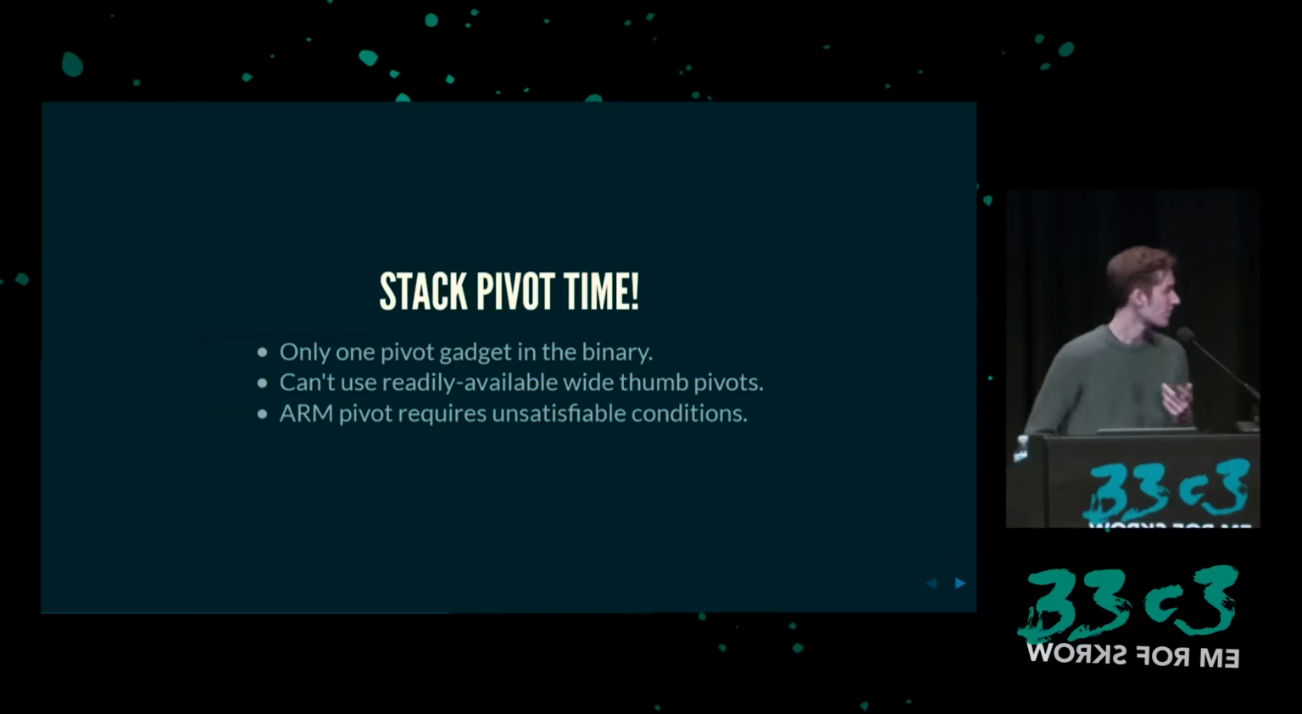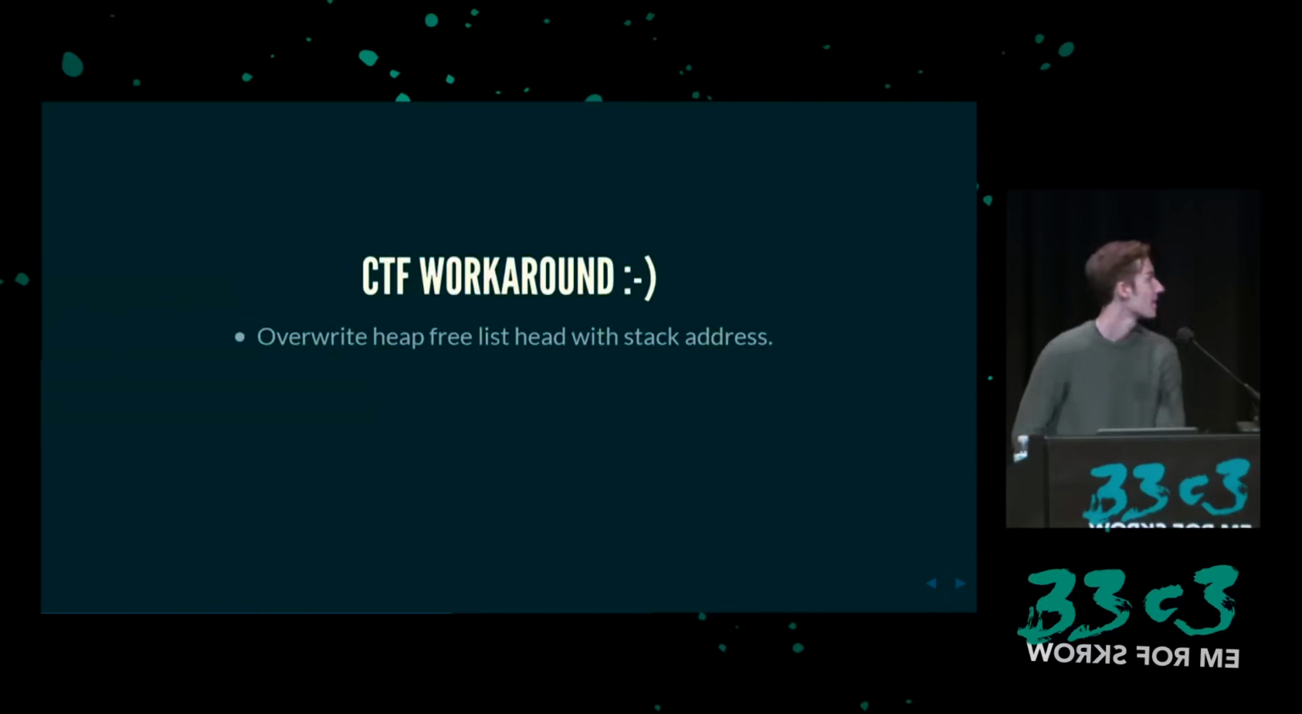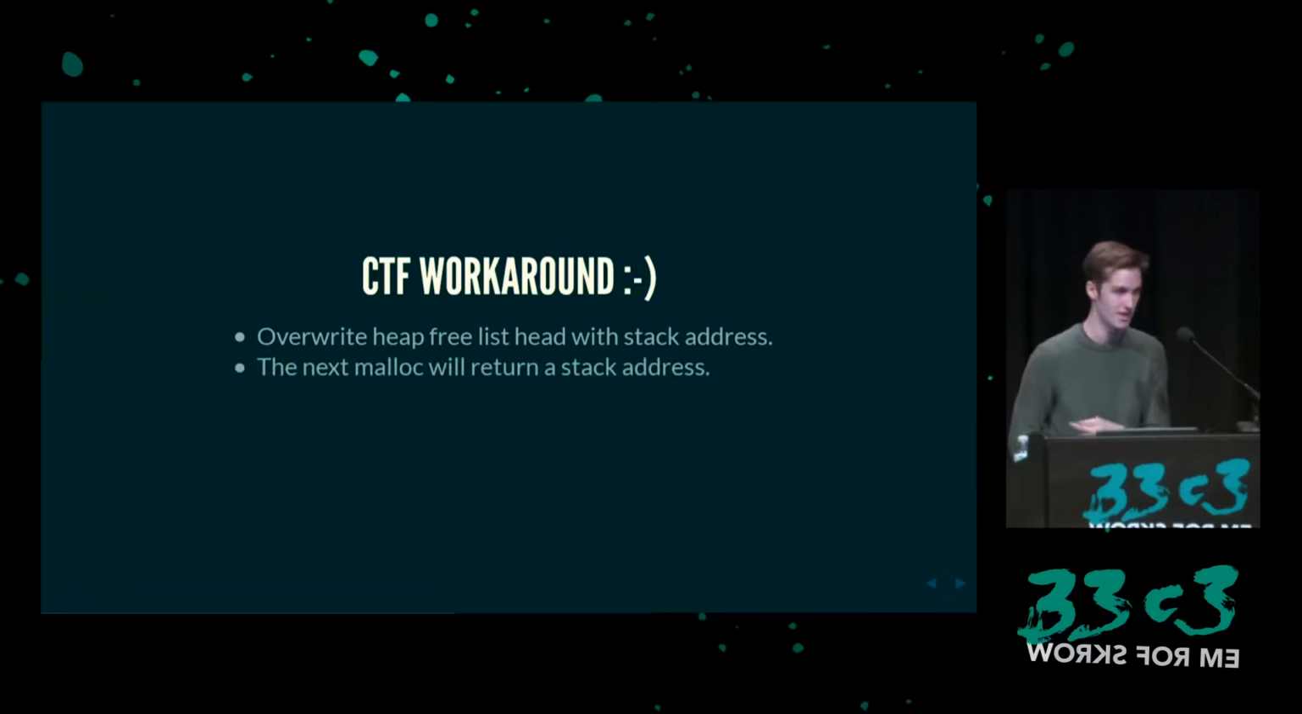Specifically, in order to load all your registers from memory, the condition flags had to satisfy less than. And everywhere where we returned from the function, it had just checked that, like, if this pointer is not null, free, and so the comparisons wouldn't ever be satisfied because nothing's mapped up in the negative area. So, of course, CTF workarounds, we can still do this. Overwrite the heap free list head with a stack address. And on the next malloc, we just return that stack address and read into it.